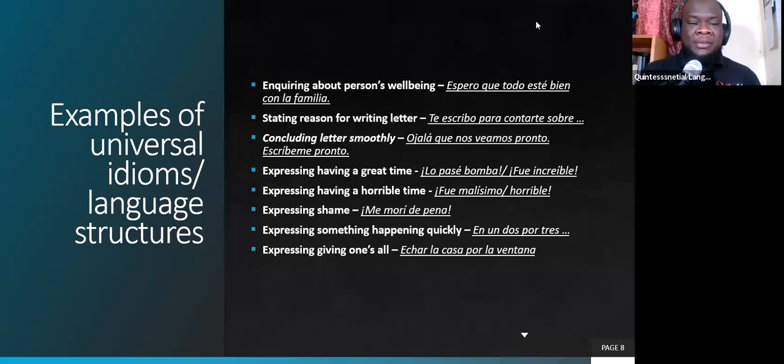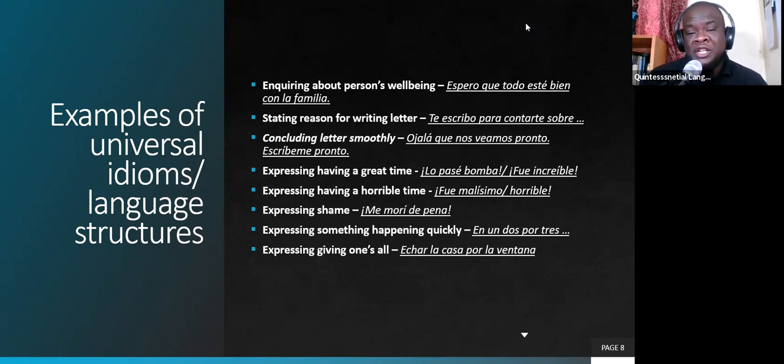Right? So we have some examples here of universal idioms and language structures that we may use for our letters. And I say universal because they can be used no matter the topic. In spite of what topic you have to write on, these could be used. You should always inquire about the well-being of the person to whom you are writing. Morning, Shonik, by the way. I saw you come in before. You must always inquire about their well-being, how you're going. You don't just start the letter and start to talk about the topic of the letter. So this phrase: Espero que todo esté bien con la familia. I hope everything is well with your family.